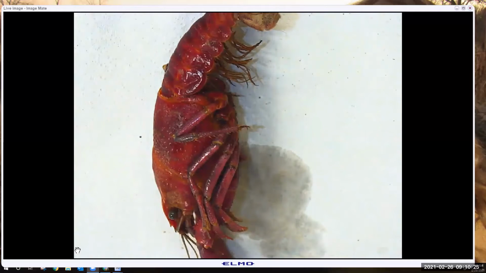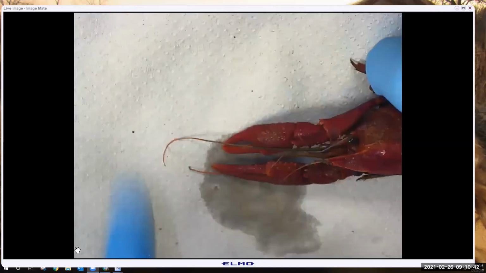Anybody miss something on their data table about the crayfish? Okay, Ava chose. Yes, I'm sorry, Jack, go ahead. Was it yes or no for antenna? Yes, for antenna. These are the antenna right here.